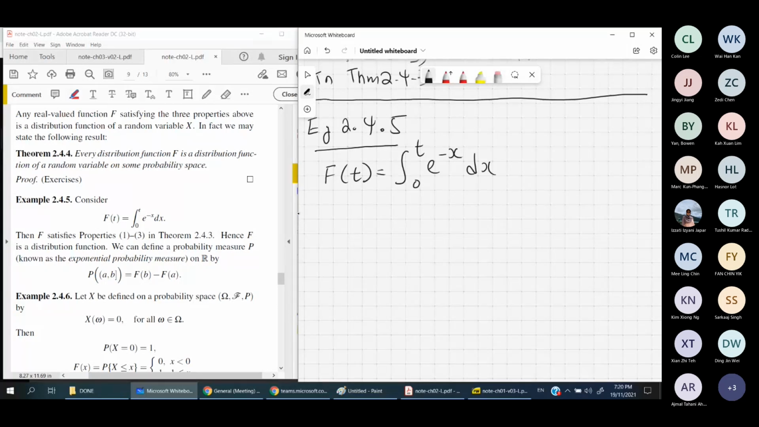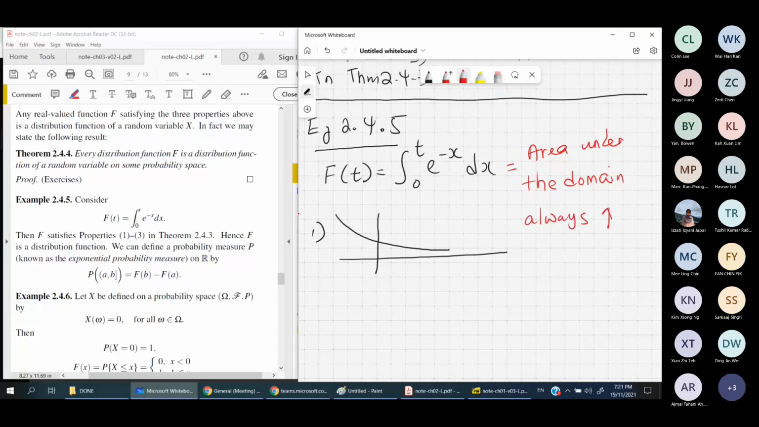So this is an integration and this is positive. Then you can look at a graph for it. The graph is always like this. This is a positive function, right? So this is always positive, and in a way you can say this is the area under the domain. So when you increase, that's why it's always increasing. Provided this is always positive, this is always increasing.